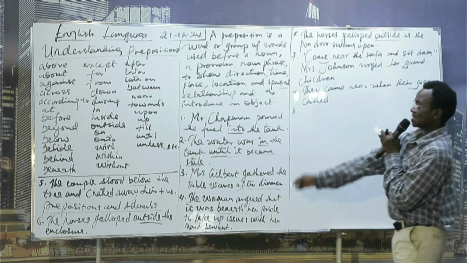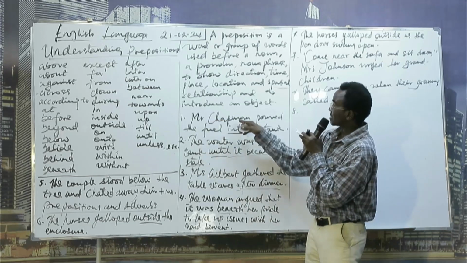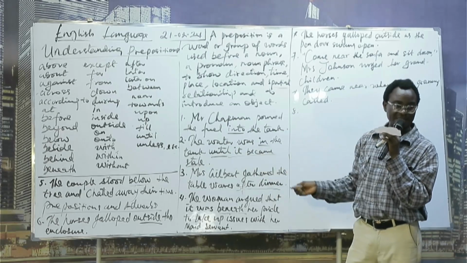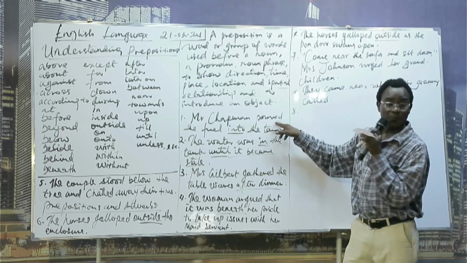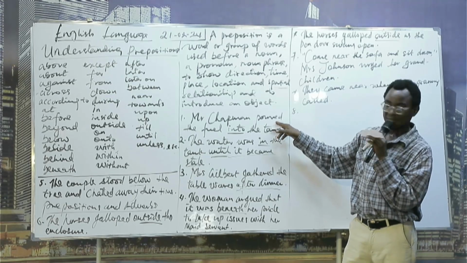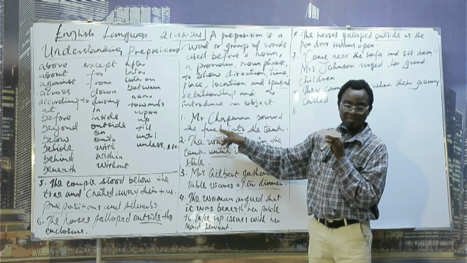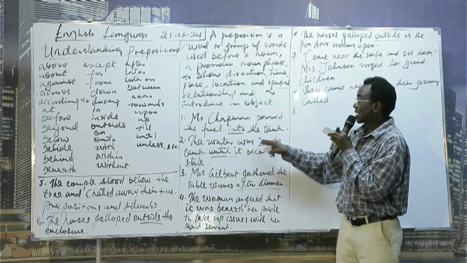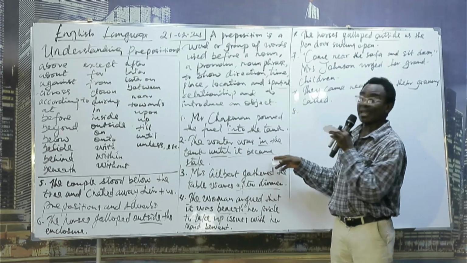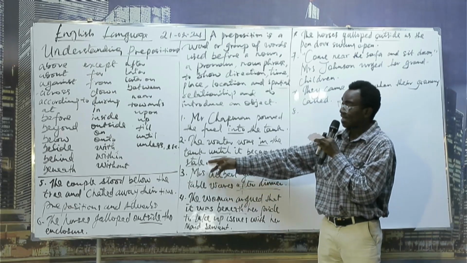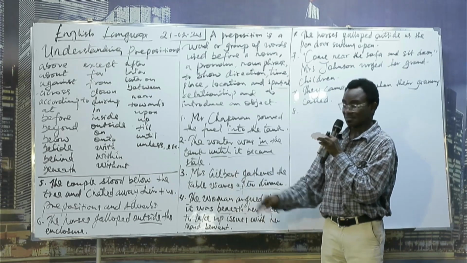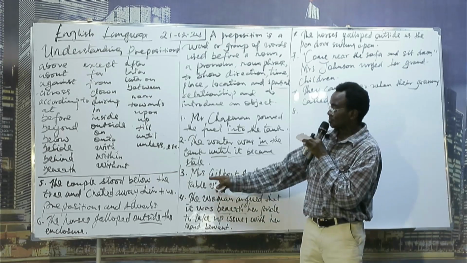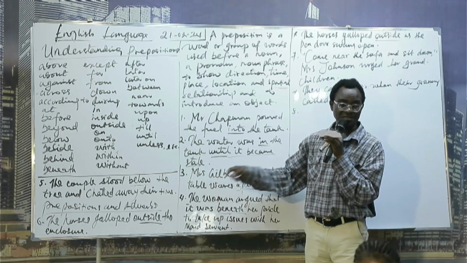All right. Let us take 1, 2, 3, 4. This is Mr. Chapman. Mr. Chapman poured the fuel into the tank. The water was in the tank until it became stale. Stale. Mrs. Gilbert, please copy very well. The G is a capital G because it's a proper noun.